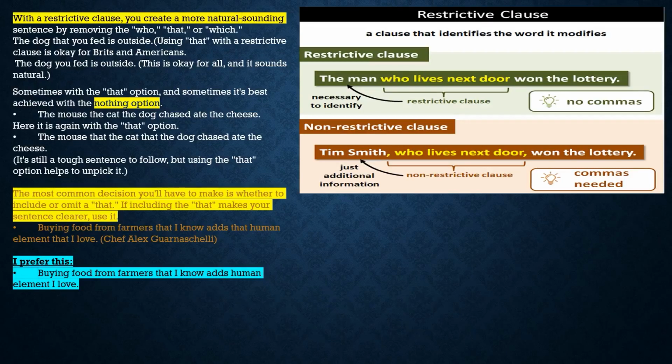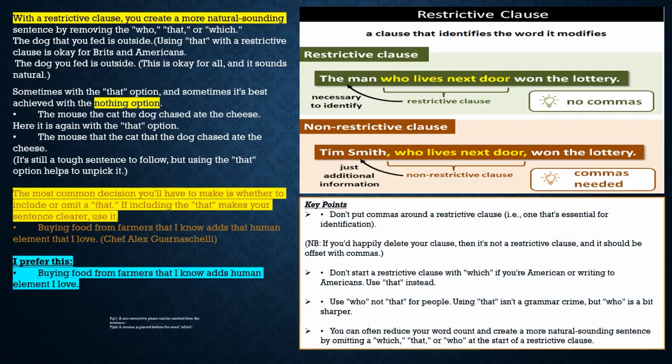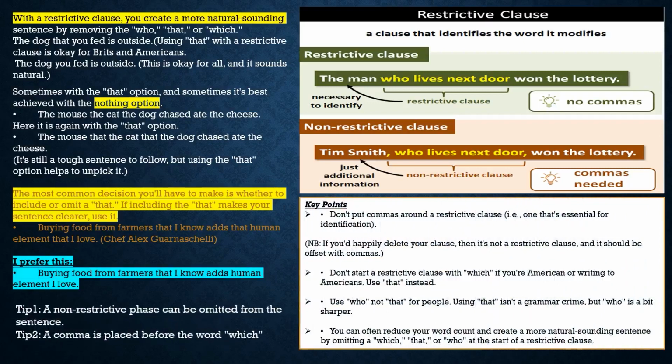Buying foods from the farmers that I know adds that human element that I love. But we can use this one, which I prefer: buying food from farmers I know adds a human element I love. Tip number 1: a non-restrictive clause can be omitted from the sentence. It doesn't affect the sentence structure. Tip number 2: a comma is placed before the word which. Key points to be noted here: don't put commas around a restrictive clause.